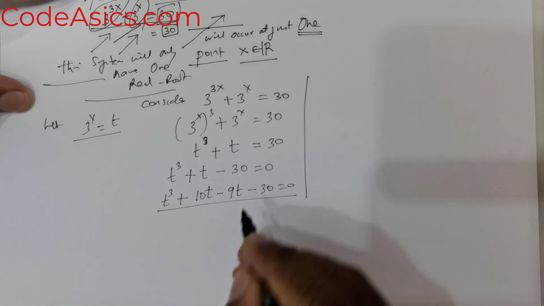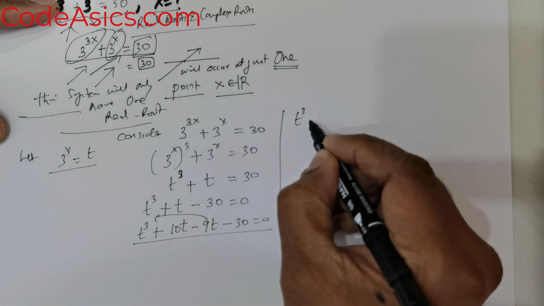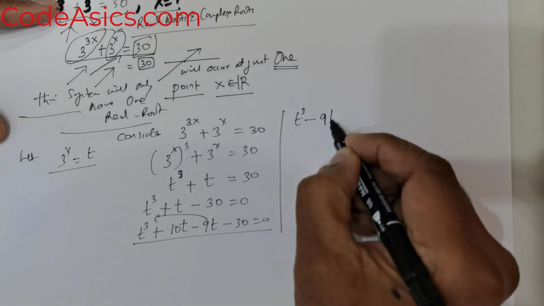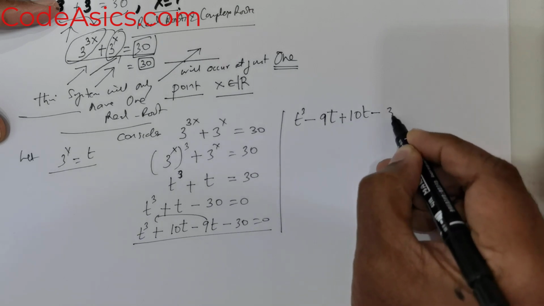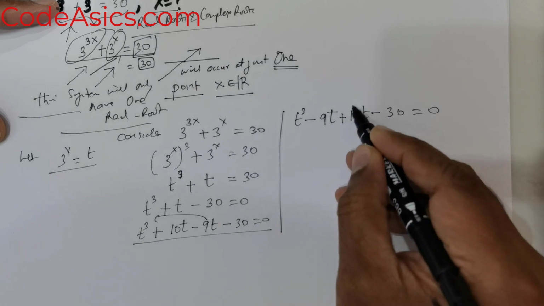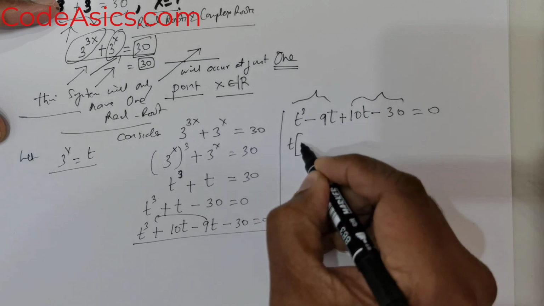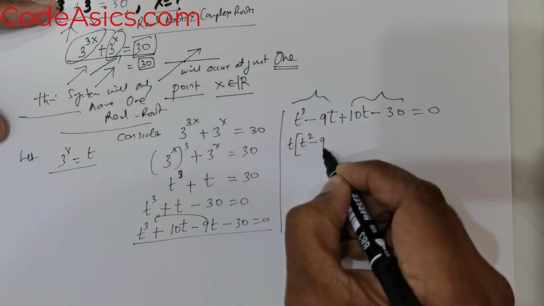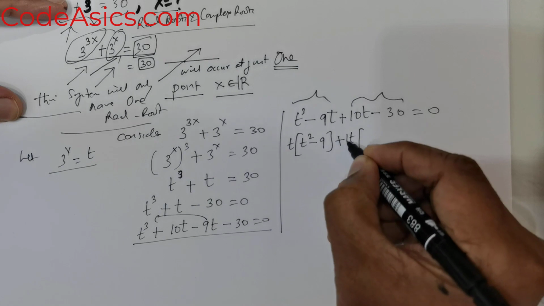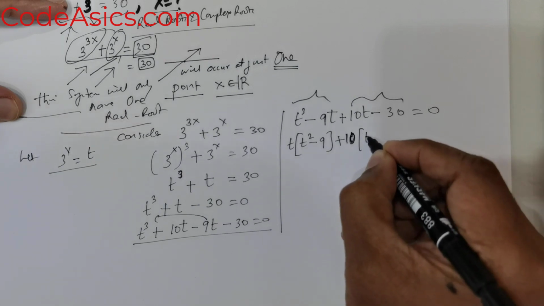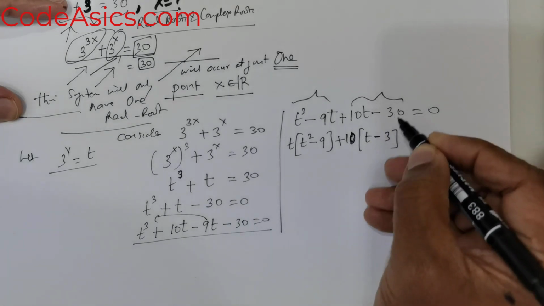So having got that, what I will do is move this 9t towards t cubed. So let me write it in this fashion: t cubed minus 9t, followed by 10t, and this minus 30 is equal to 0. Now I will club these two together and these two together and rewrite this as t times t squared minus 9, plus, in fact I can take 10 out. If I take 10 out, I would get t minus 3. 10 into t gives me 10t, 10 into 3 with a negative sign gives me minus 30.